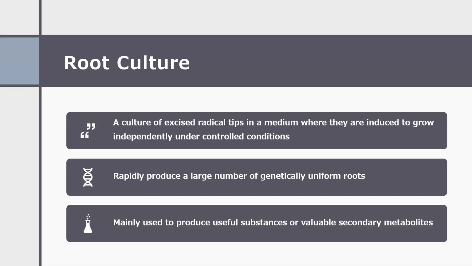Although the establishment of root cultures was one of the first achievements of modern plant tissue culture, they are mainly used for the production of useful substances and have less impact on other areas of studies. For example, hairy root culture is a type of plant tissue culture that is used to study plant metabolic processes or to produce valuable secondary metabolites or recombinant proteins, often with plant genetic engineering.